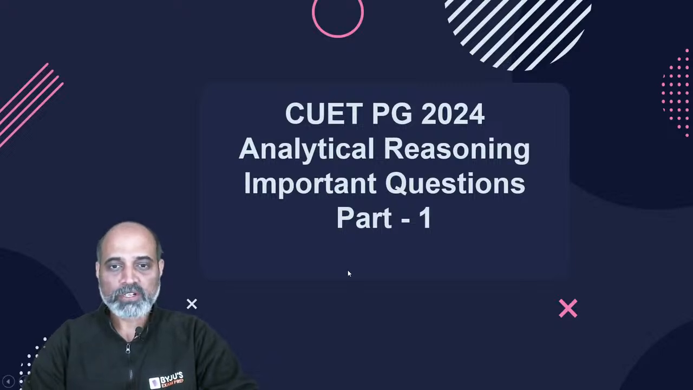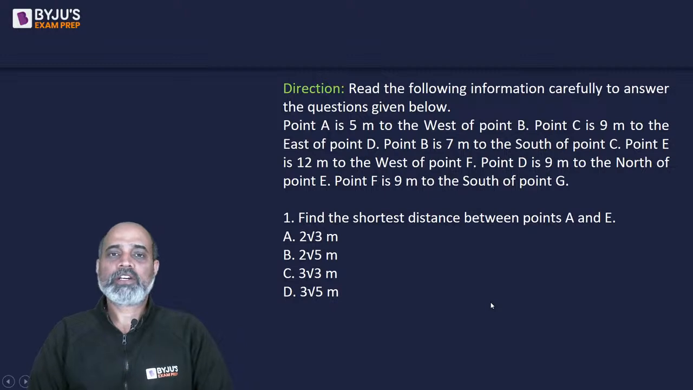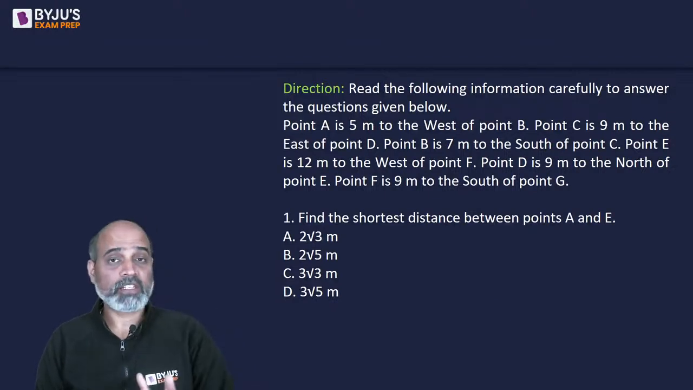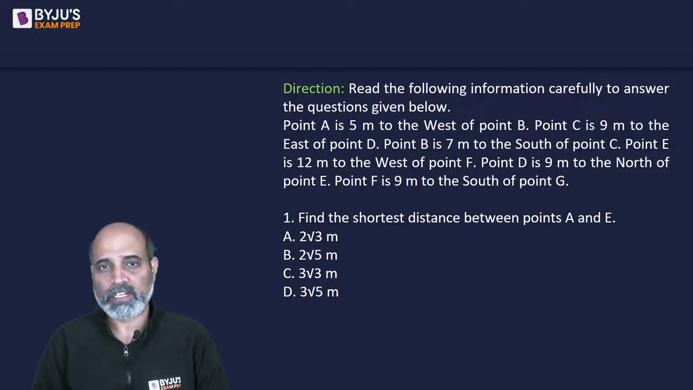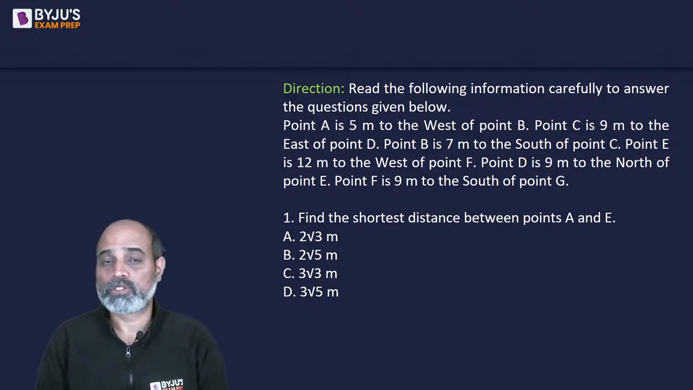So let's begin with the questions. The questions in CUET PG are very straightforward, very simple. All you have to do is practice level 1 or level of difficulty 1, also known as LOD 1 type of questions from wherever you are preparing, whichever book.